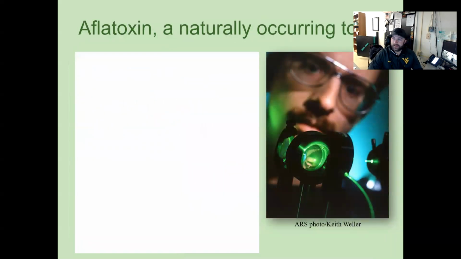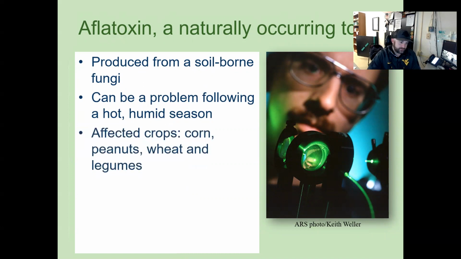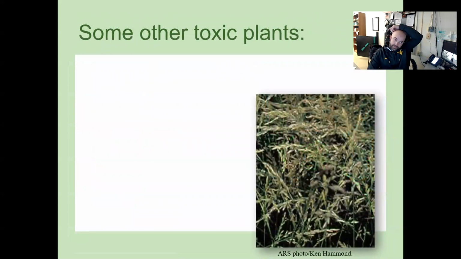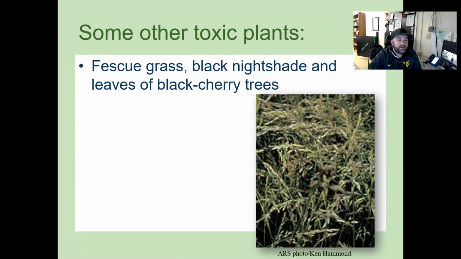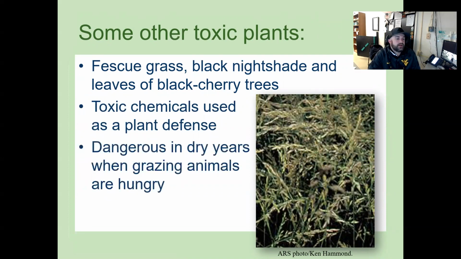So aflatoxin, a naturally occurring toxin that is produced from a soil-borne fungi, can be a problem following a hot, humid season. Affected crops include corn, peanuts, wheat, and legumes. Possible effects, death to livestock, and it glows brightly under ultraviolet light. But some other toxic plants: fescue grass, black nightshade, and leaves of black cherry trees. Toxic chemicals used as a plant defense, dangerous in dry years when grazing animals are hungry.